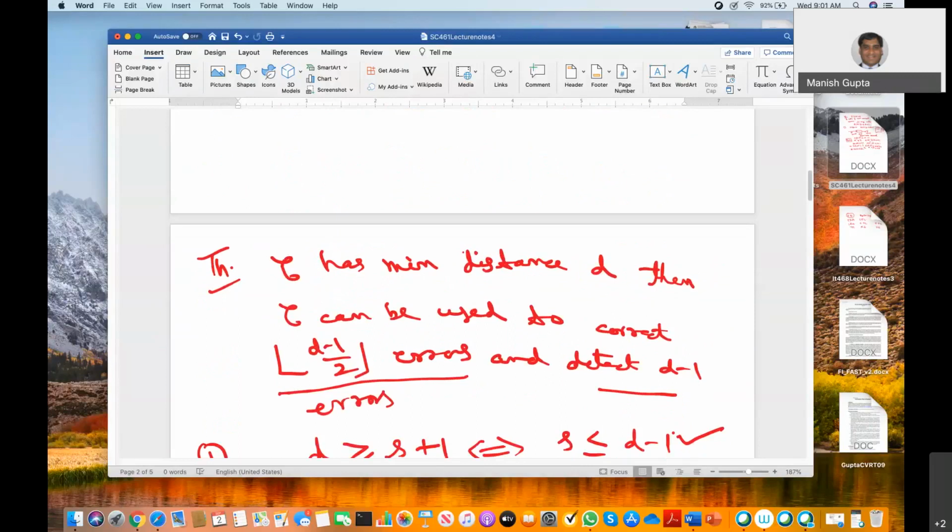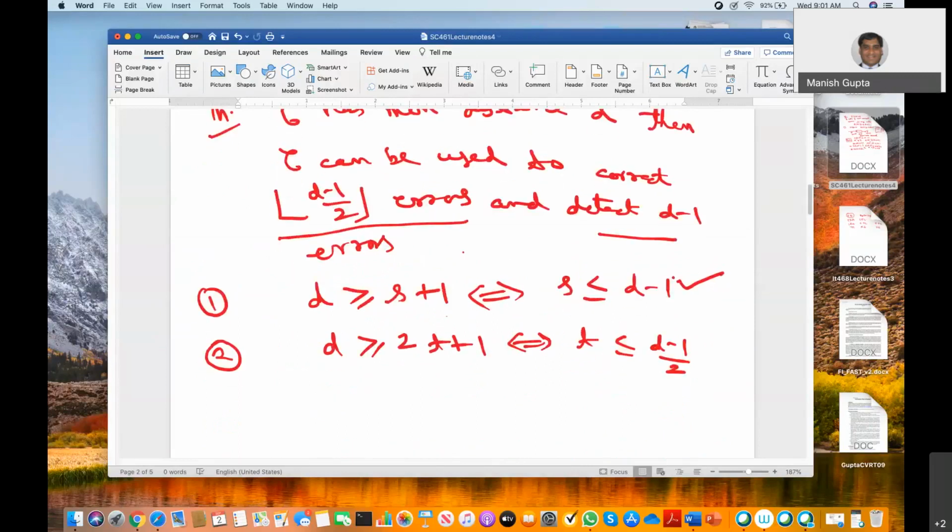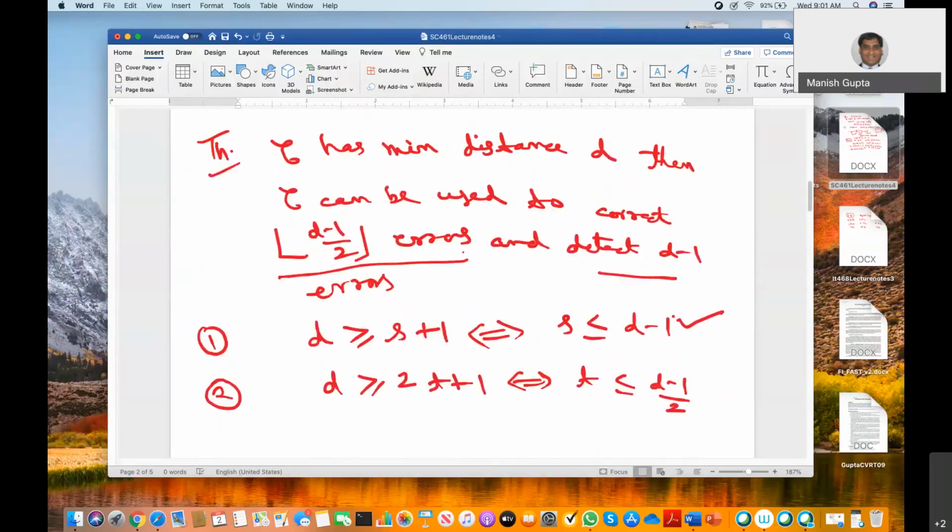So this is a really very basic result. That means if C is an (n, M, d) code and d is the minimum distance, then C can be used to correct (d-1)/2 errors, right? And it can detect up to d-1 errors, right? So this is a very, very basic and very important result to memorize, and I think we will need it quite often.